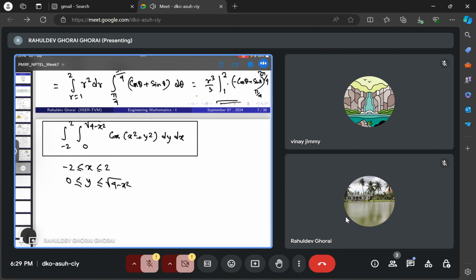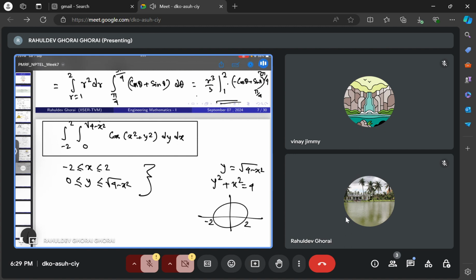Also you see here this thing is nothing but, what will be this? When we vary x from minus 2 to 2 and y is equal to square root of 4 minus x square, then y square plus x square is equal to 4. So that is nothing but a circle with radius 2 and x is varying from minus 2 to 2.